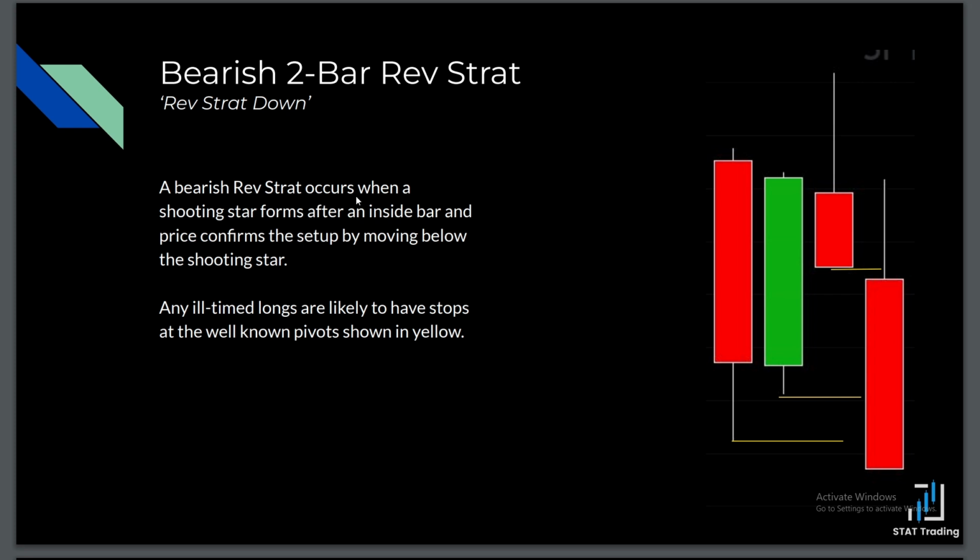A bearish Rev Strat occurs when a shooting star forms after an inside bar and price confirms the setup by moving below the shooting star. So it forms, it closes, and then the second it's below that, and red here, that is in force. And therefore, any ill-timed longs, anyone that bought into this thinking it's going higher, is likely to have stops at these well-known pivots.